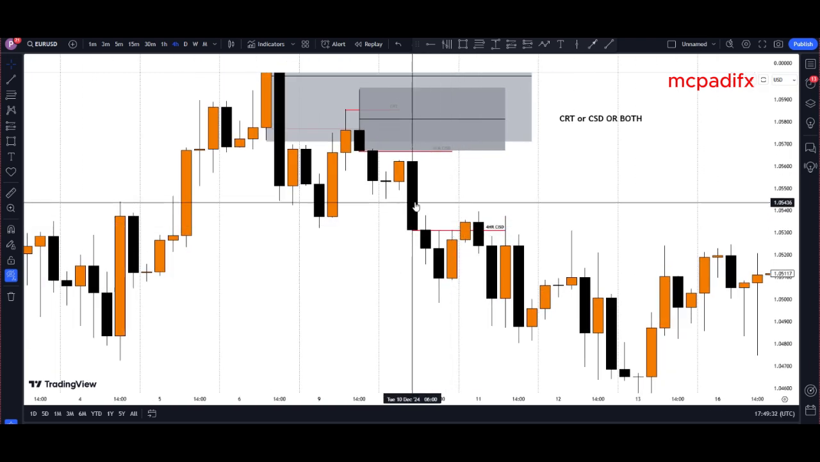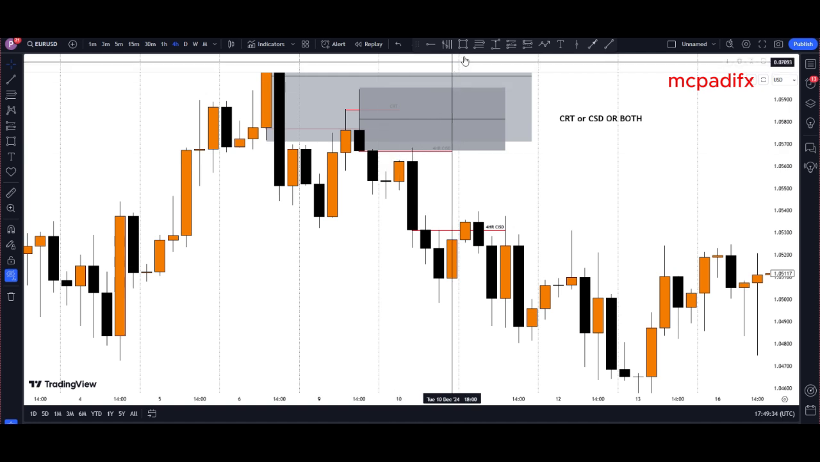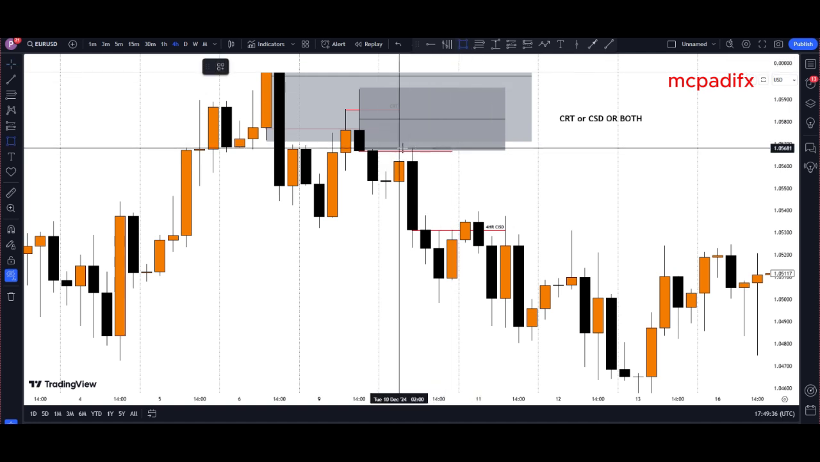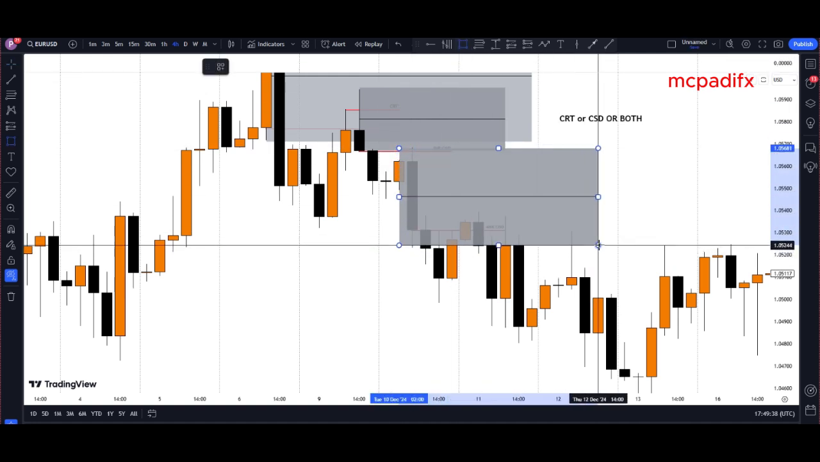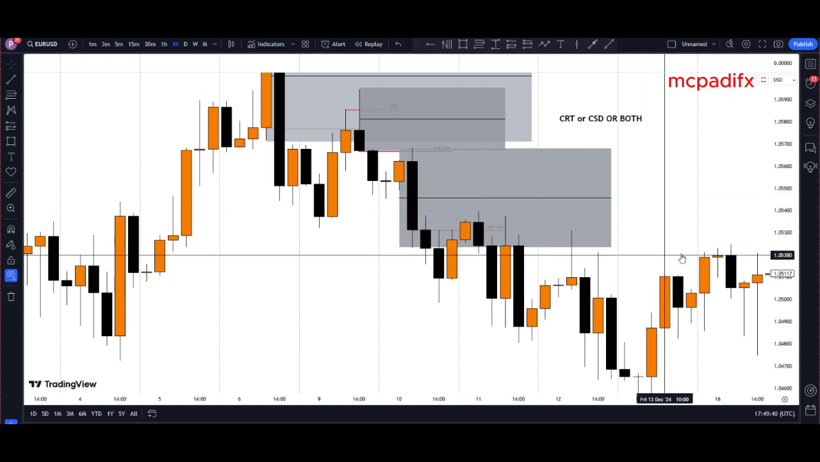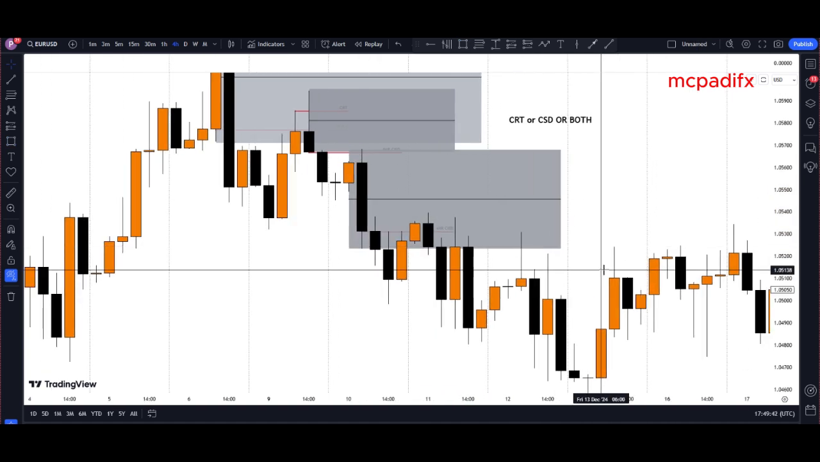Now we close below this candle. It means that our order block has been confirmed. So now this candle is our order block. This whole candle is our order block. So this is order block. So you see how we are following the trend.